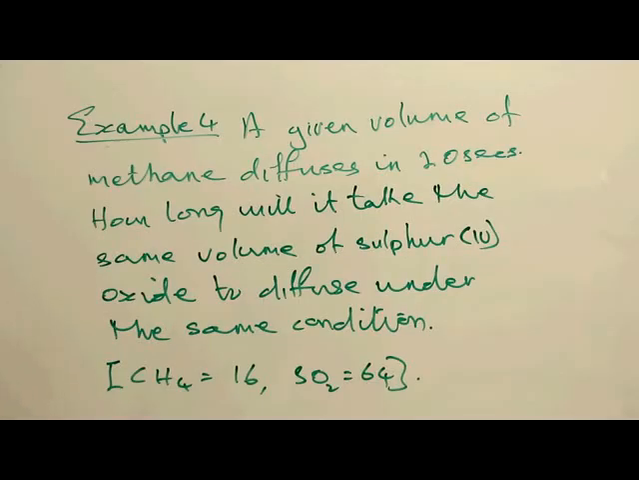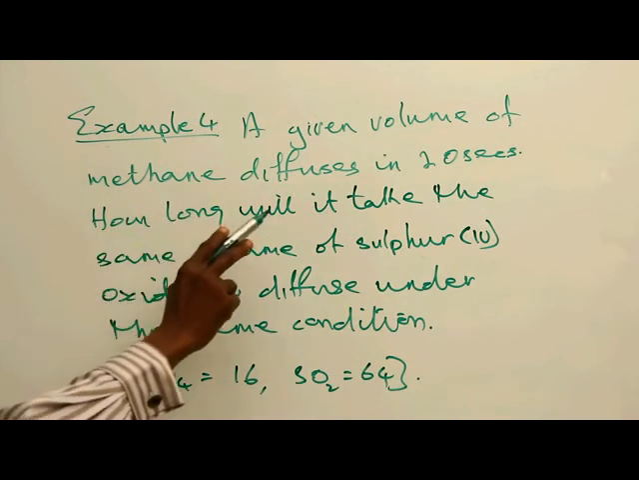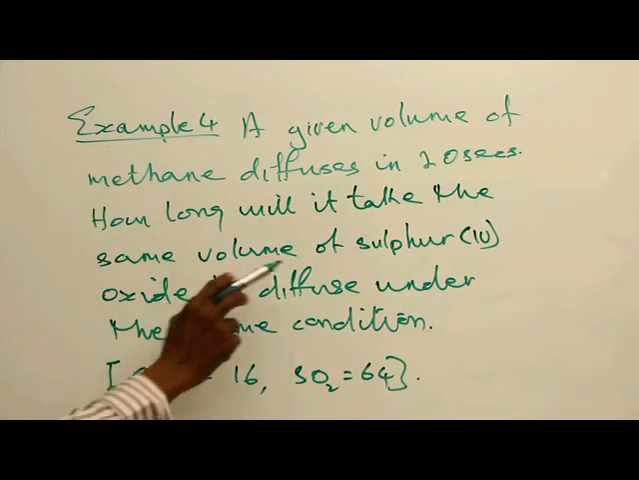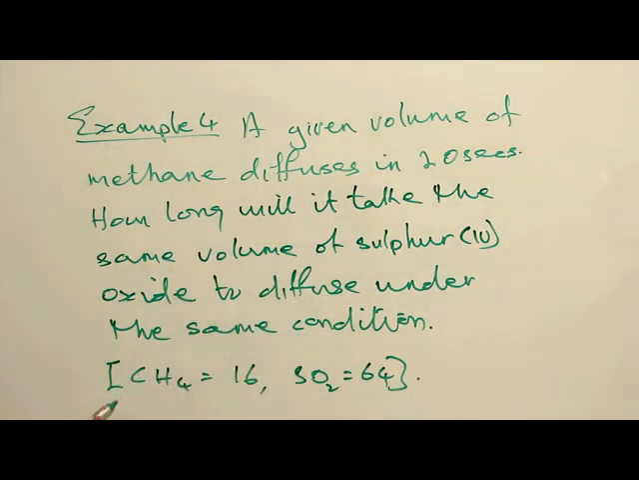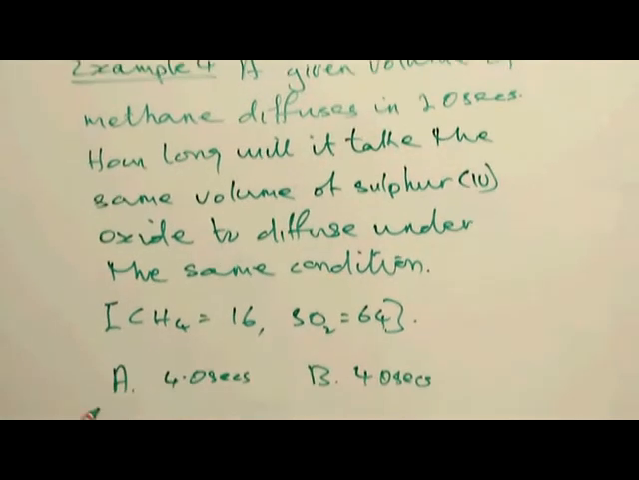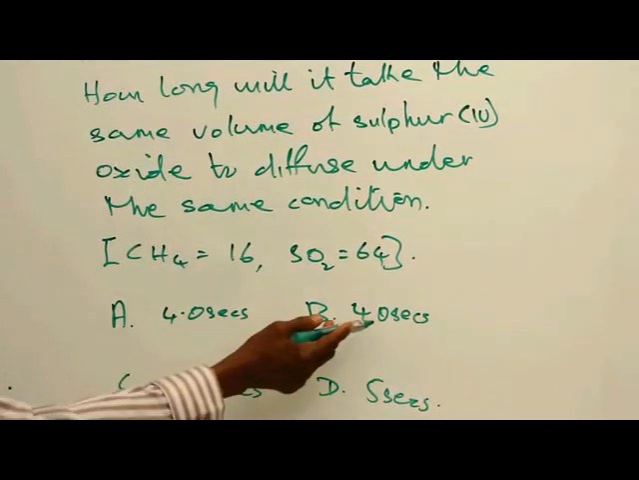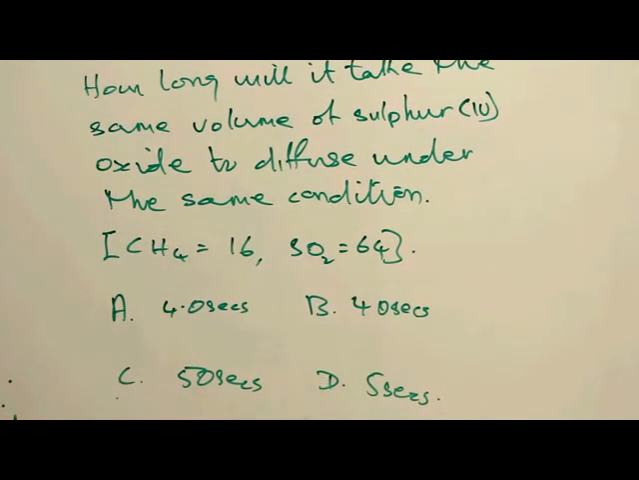Let's consider a fourth example under Graham's law of diffusion. It reads, a given volume of methane diffuses in 20 seconds. How long will it take the same volume of sulfur 4 oxide to diffuse under the same condition, given that the molar mass of methane is 16 and that of sulfur 4 oxide is 64? The options are A, 4.0 seconds, B, 40 seconds, C, 50 seconds, and D, 5 seconds.